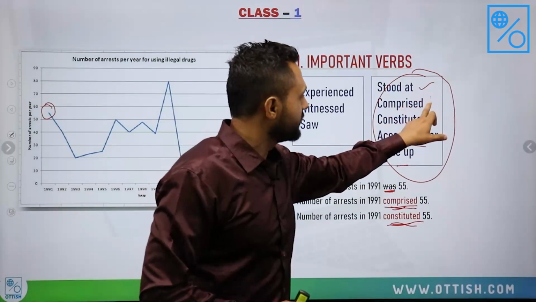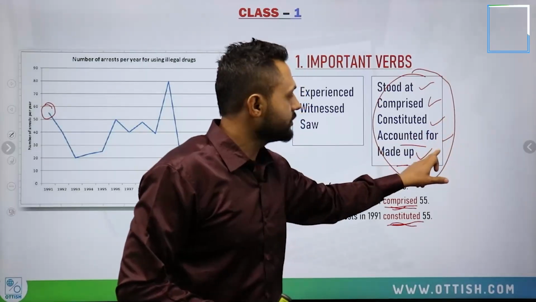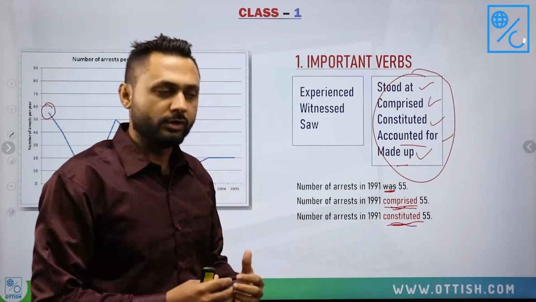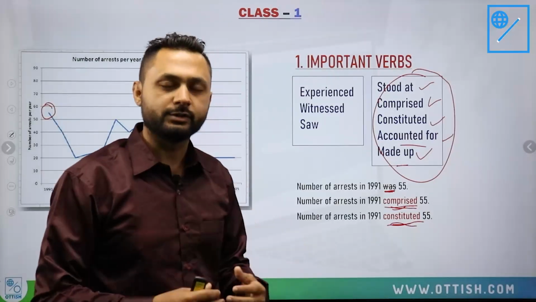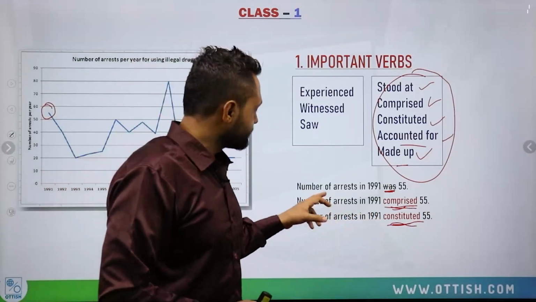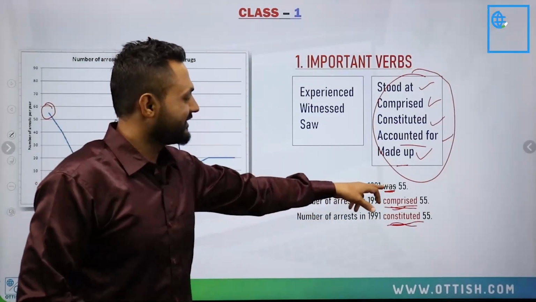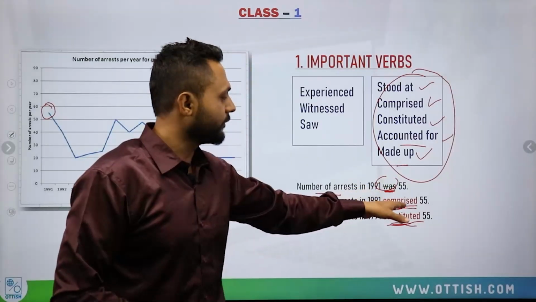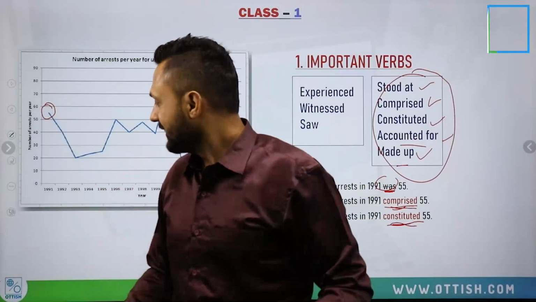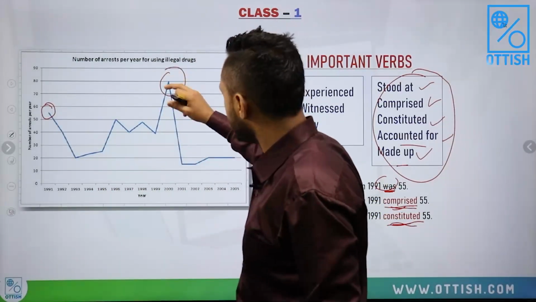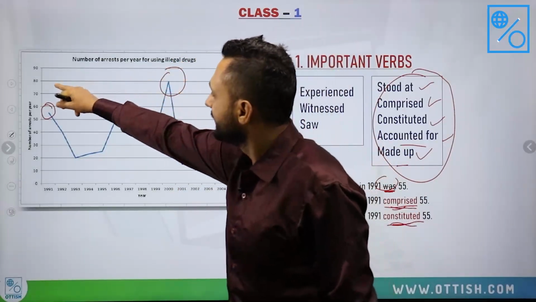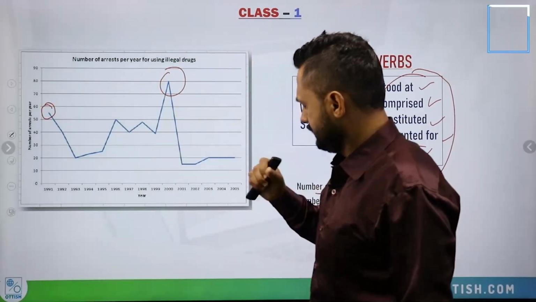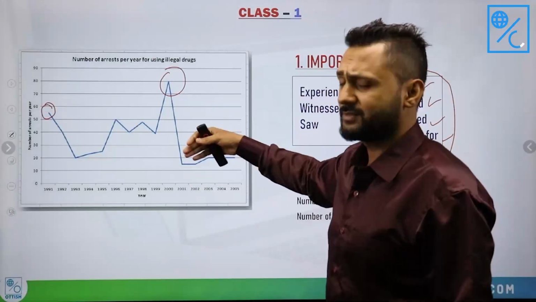And we are using these verbs because we want to pace up, we want to boost our vocabulary, we want to show off our vocabulary to the examiner. So what can be said, instead of writing was, you can simply write comprised, constituted. Let's take an example of this data. In 2000, number of arrests constituted 80.